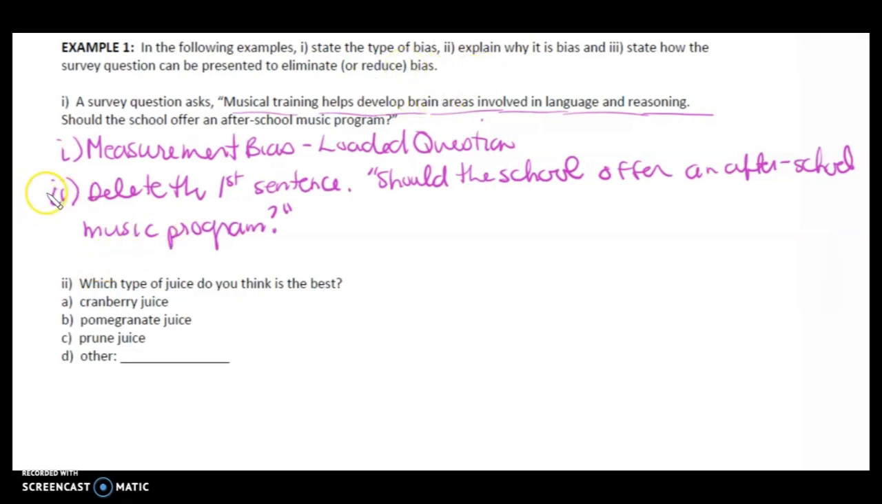Oh, this is number 3. I forgot number 2, explain why it's a bias. Sorry. We talked about it, we just didn't write it down. Because it has extra positive information, positive is like a plus sign, to persuade the audience.